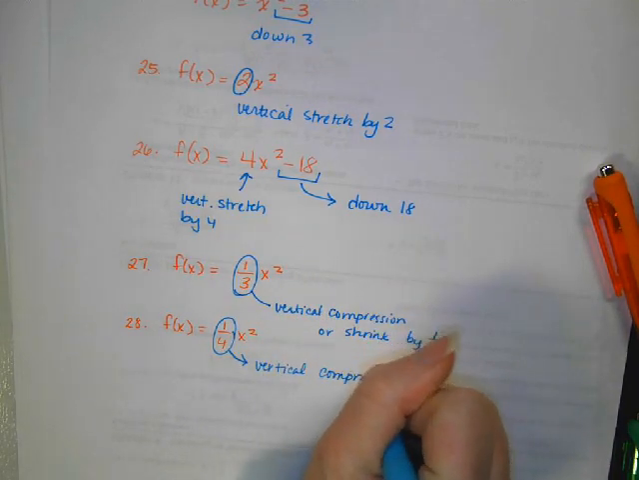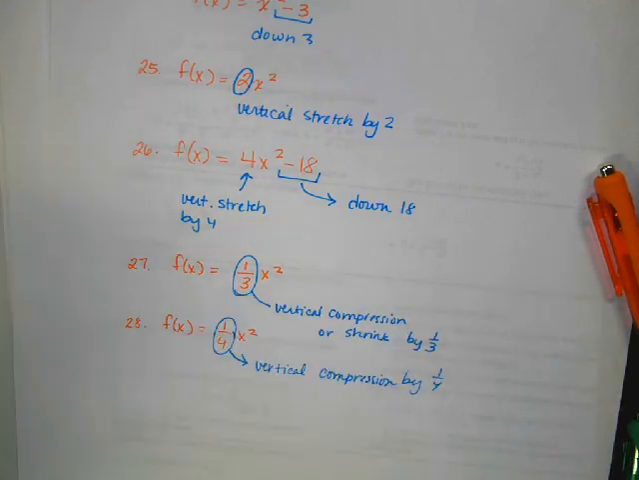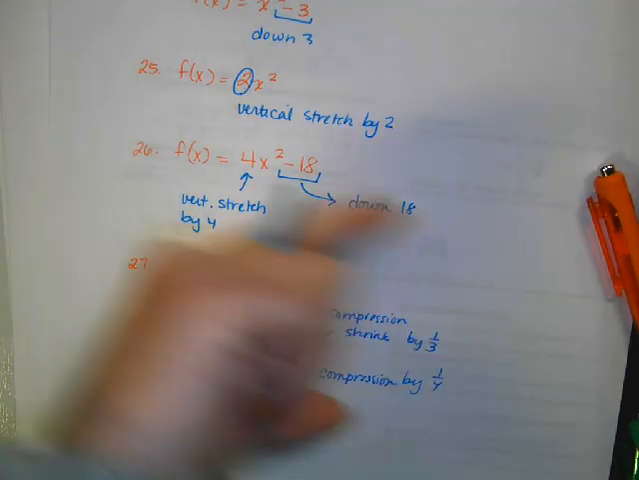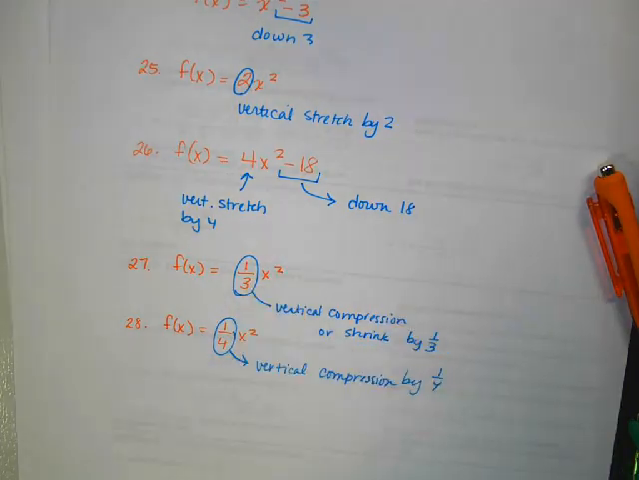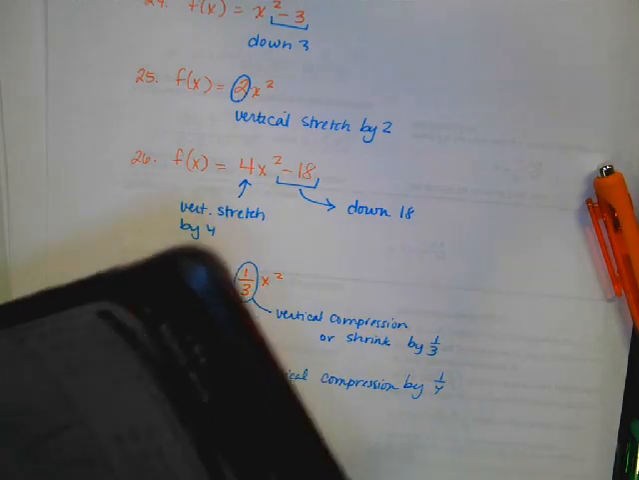Vertical compression by 1/4. When you see these, what they're going to do to the parabola is make it look fatter. But if you think about that, it makes perfect sense. If I take something and compress it vertically, I squish the top and the bottom. If I pushed on your head and you still weighed the same, everything would go out the sides, it would get wider. So it's going to look fatter if you vertically compress something.